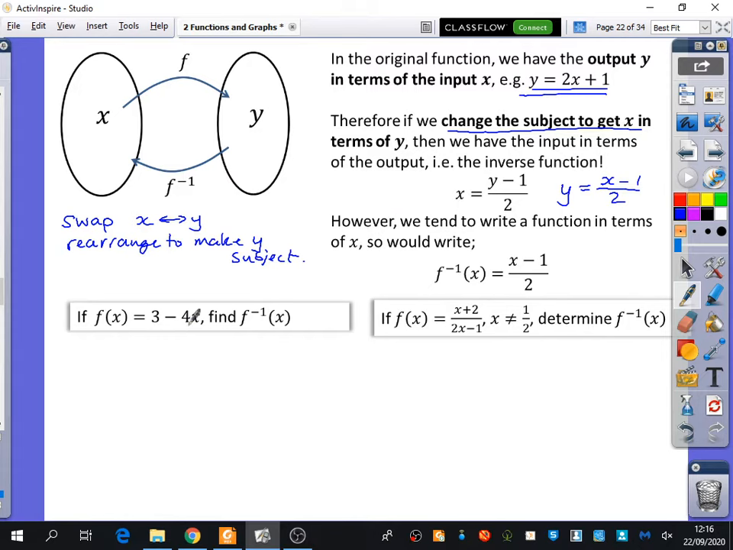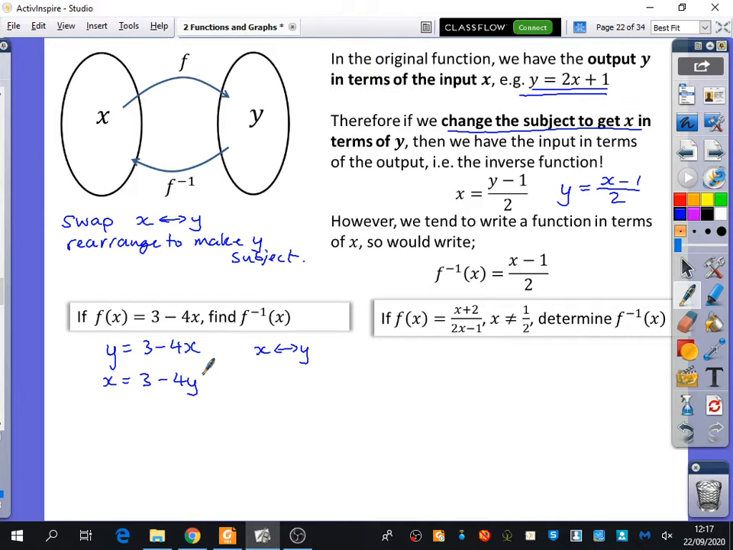So here, our original one is y equals 3 minus 4x. So what I'm going to do is swap the x and y, and then I'm just going to rearrange it to make y the subject. So I would get x equals 3 minus 4y. So if I'm now making this thing, which is the input, the subject, it's going to do the inverse for me.